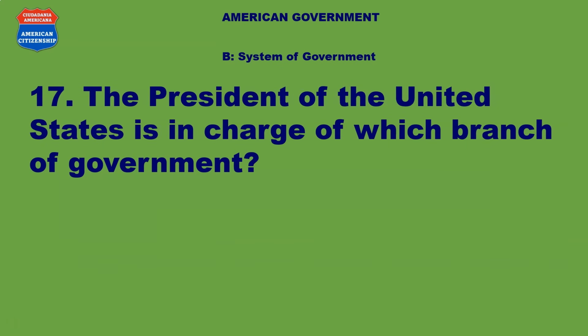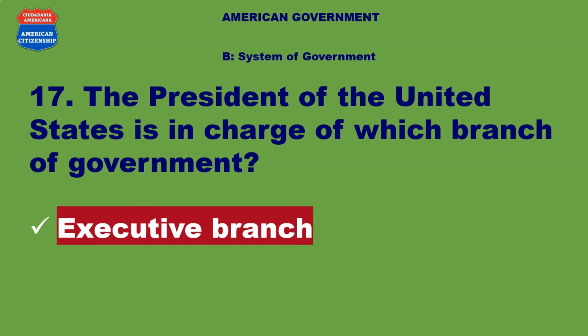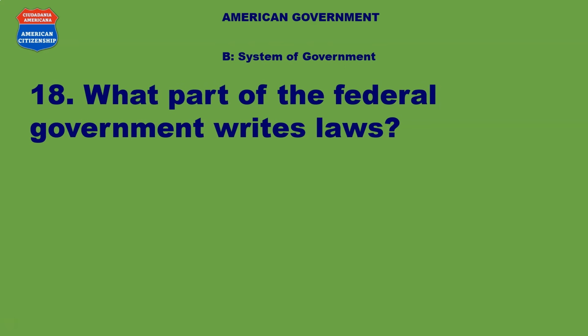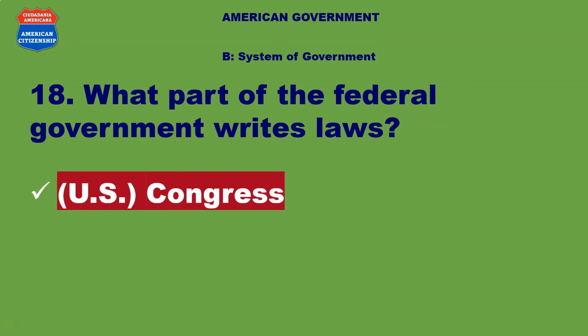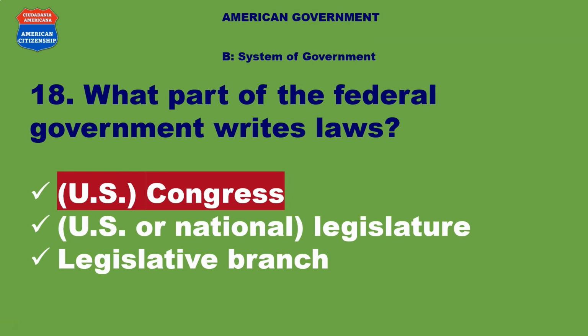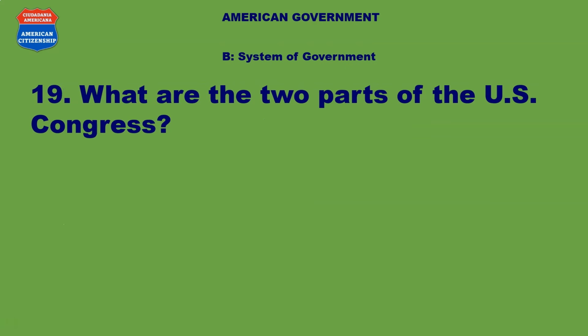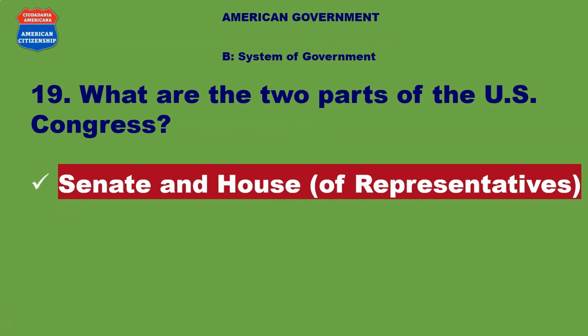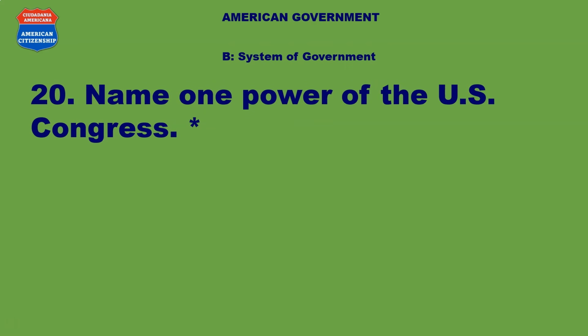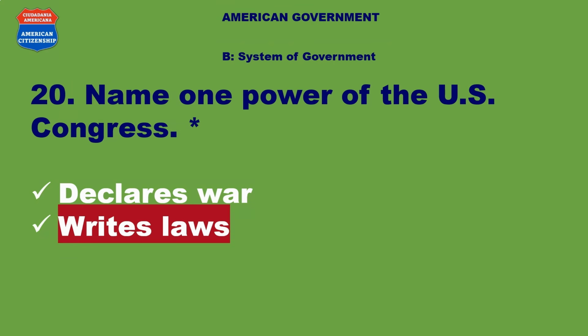The President of the United States is in charge of which branch of government? The executive branch. What part of the federal government writes laws? The U.S. Congress. What are the two parts of the U.S. Congress? The Senate and the House of Representatives. Name one power of the U.S. Congress. Writes laws.